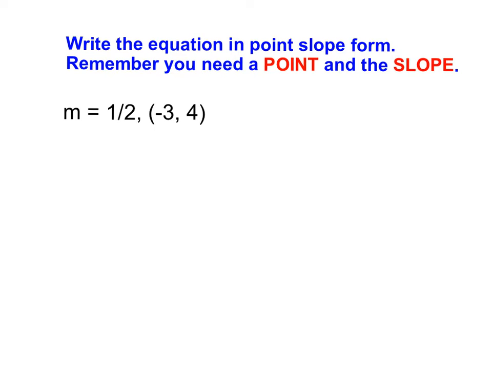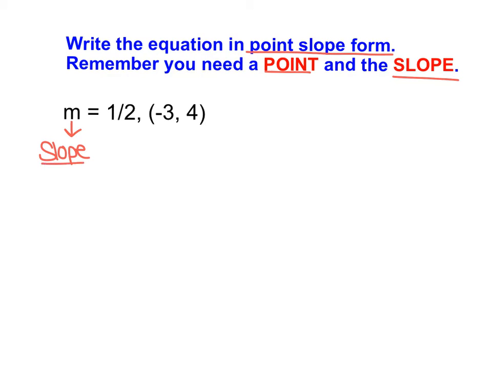So here our goal again is to write the equation of a line in point-slope form. And here I notice they give me a different set of information. They give me m equals 1/2, which remember m is a fancy word for slope. And then they just give me 1 point. And remember, I need a point and a slope to write the equation of a line in point-slope form.